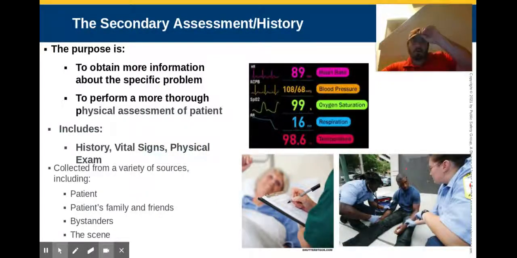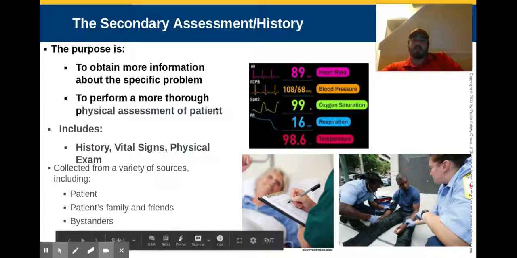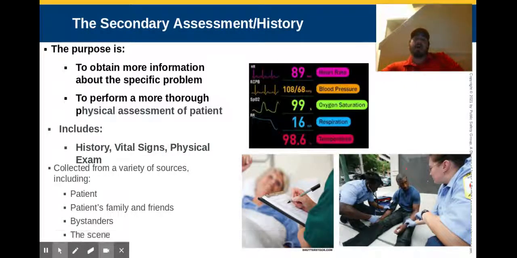So the purpose of the secondary assessment is to obtain more information about the problem that's going on with the patient. We perform a more thorough physical assessment, so we're really diving deep into what's going on today. That primary and scene size-up in total takes about 2.5 to 3 minutes, so now we're going to use the rest of that time to get really deep. Doing a really good secondary assessment and getting a good patient history is key to our patient assessment and really finding out what's going on.